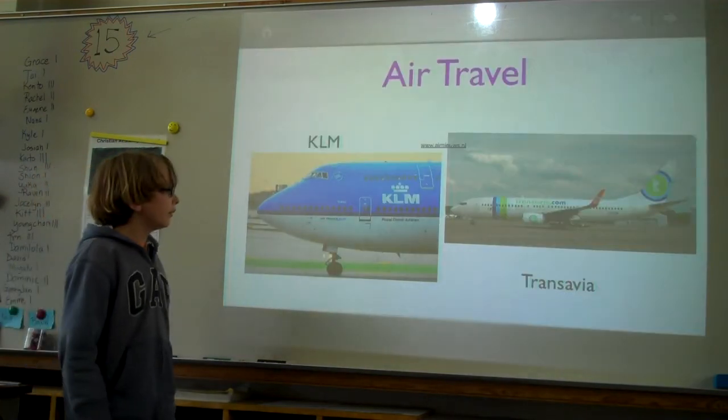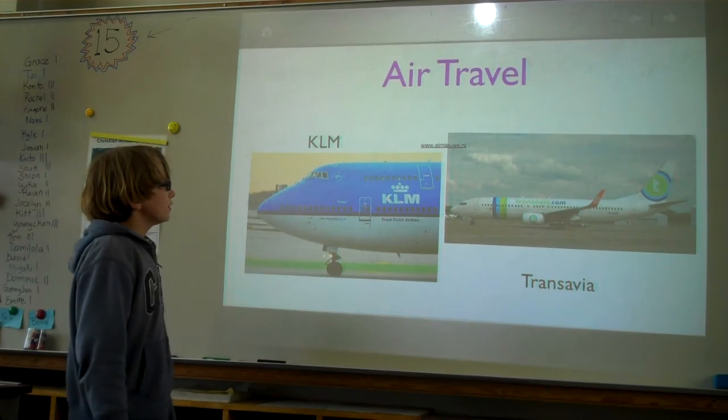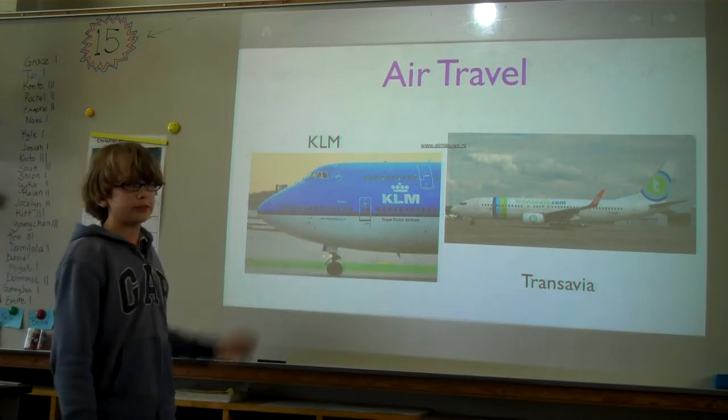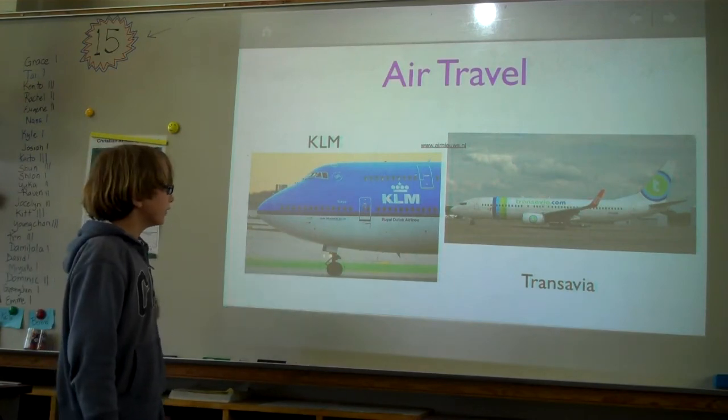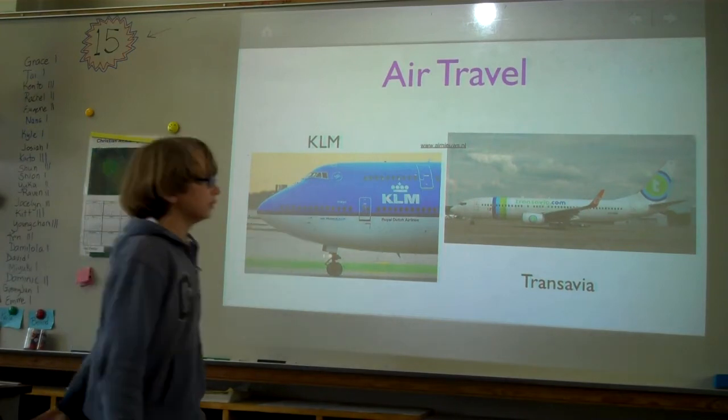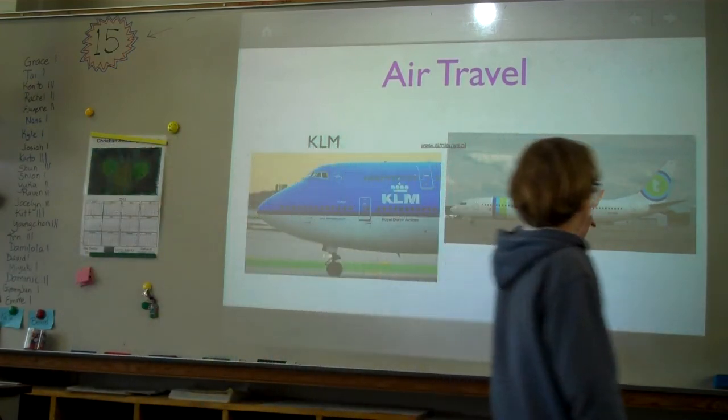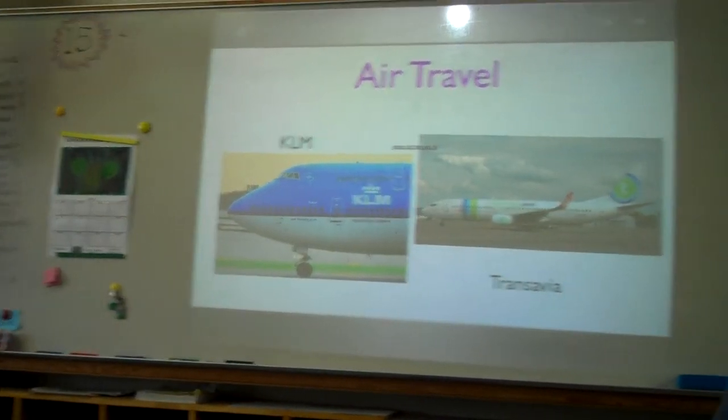Air travel. The main two airlines in the Netherlands are KLM, which some of you might have seen here in Tokyo, this airplane, because the name is Tokyo, and Transavia, which is the low-cost carrier.